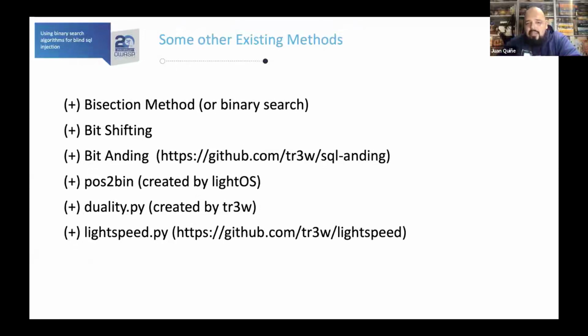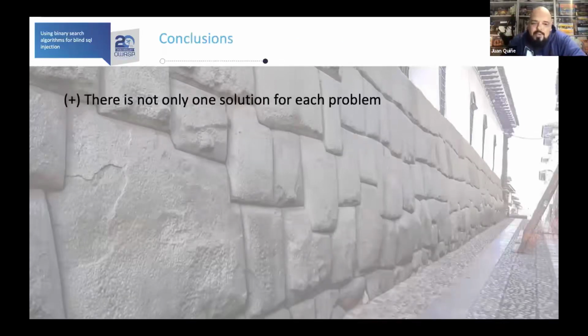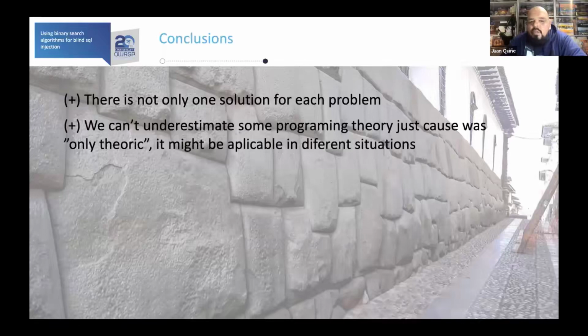Just two things to complement. First, some other existing methods. The bisection method is the binary search, but there are others that you could find in the wild. They are really interesting and probably more efficient, but that was not my first try. I went through this binary search. There is not only one solution for each problem. Probably there will be people with better Python Kung Fu who would write a better script, but that's the idea I propose.